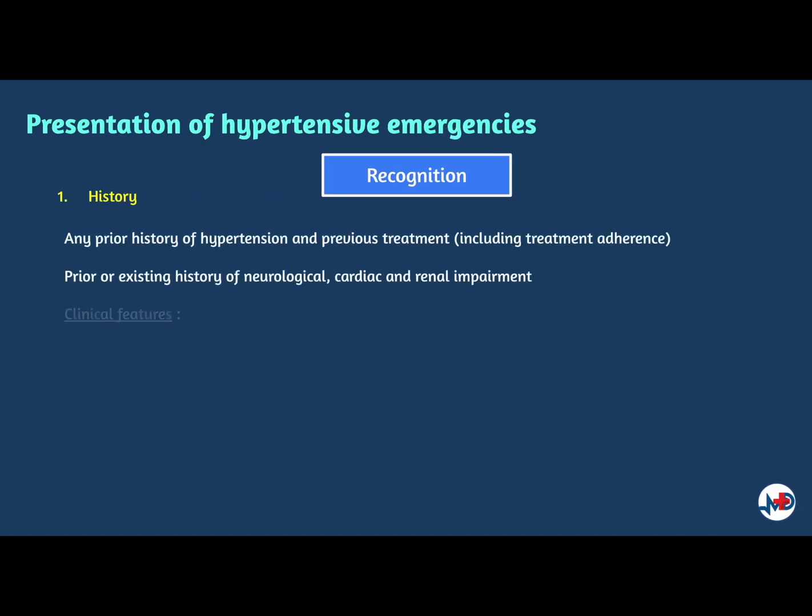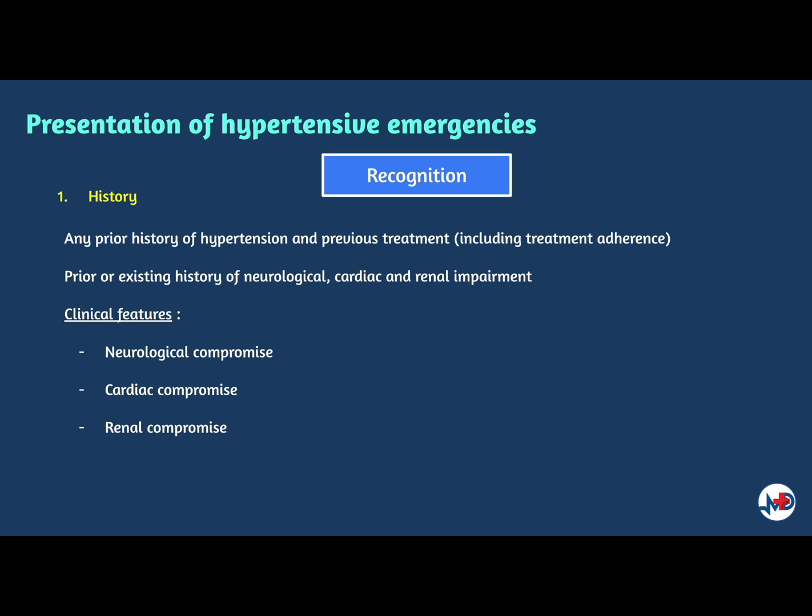So the key to diagnosis of hypertensive emergency is a rapid but thorough evaluation. The main areas of focus should be the neurological, cardiovascular, and the renal systems. Emergency treatment should be initiated while conducting a full diagnostic appraisal.